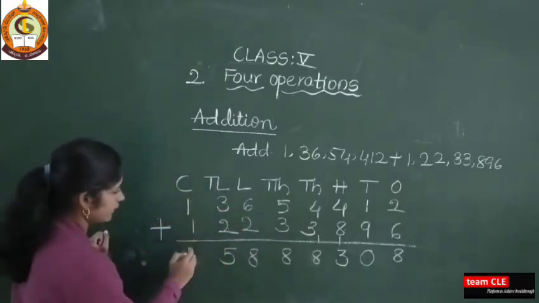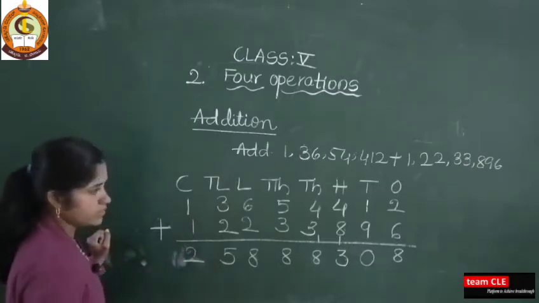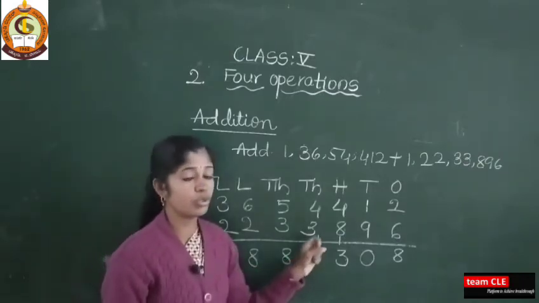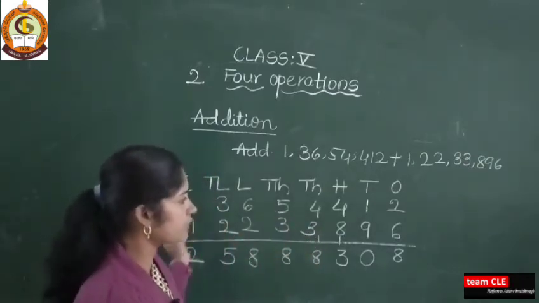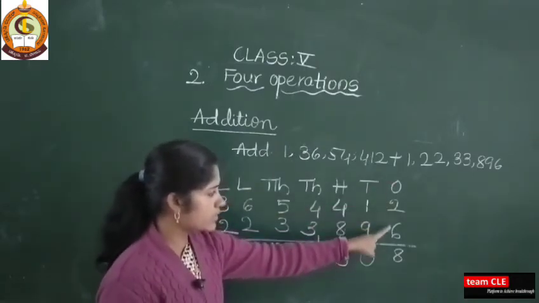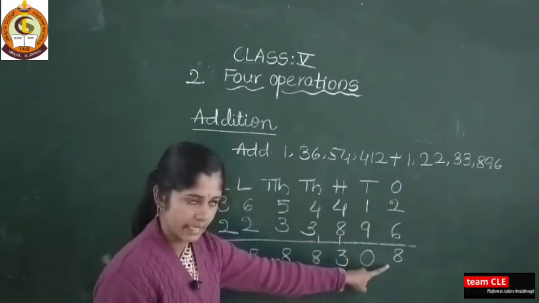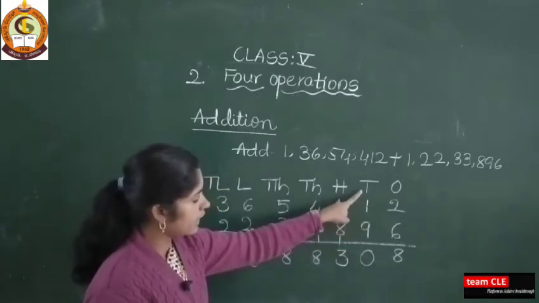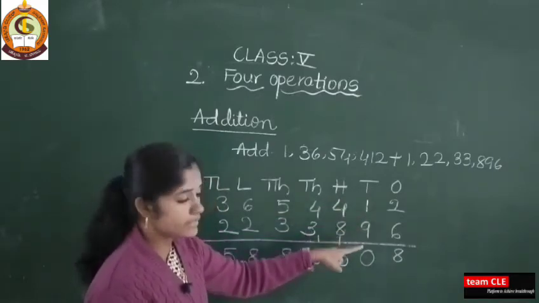Next you add here the crore place, that is 1 plus 1 is 2. Once again I will clear you. When you are adding, you start with the ones place, add this ones column, 2 plus 6 is 8. Next the tens place is there, add this tens place, 1 plus 9 is 10.